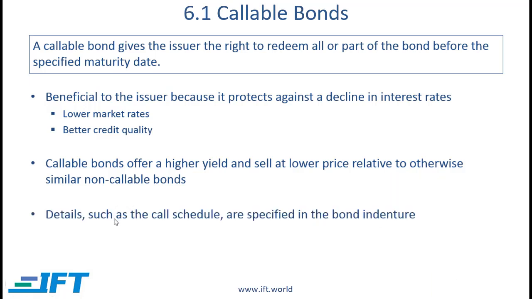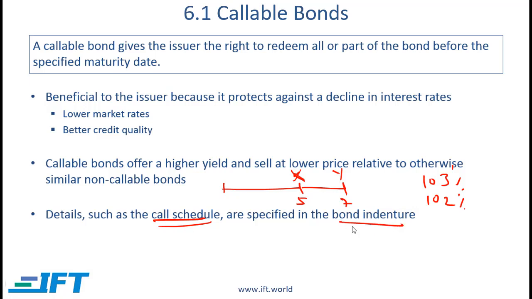The bond indenture will specify whether the bond is callable or not, and then bonds will typically have a call schedule which says that the bond is callable after X number of years, at so and so price. What might also be specified is that after Y years, so let me just use numbers to make this clear, the indenture might say that for a 10-year bond, after 5 years, the bond is callable at 103% of par. After 7 years, the bond is callable at 102% of par, and so on. This schedule is specified in the bond indenture.